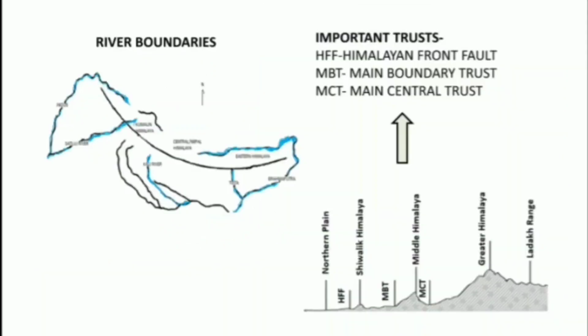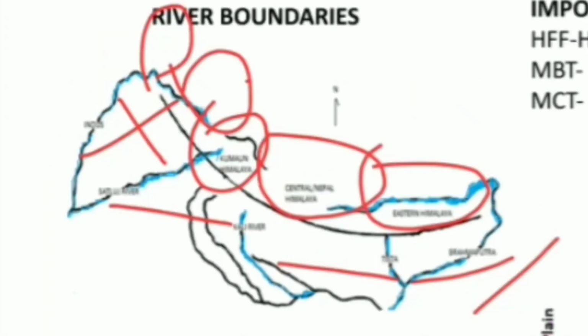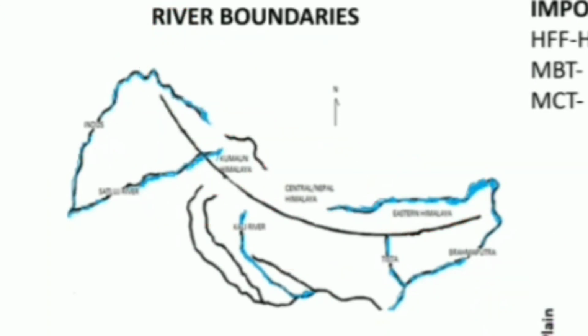We have already discussed the Himalayan subdivisions from west to east, right? Now we have some river boundaries along those mountainous regions. Just have a look here. In the extreme western part, we have river Indus and in the eastern part, we have river Brahmaputra. In between Indus and Satluj, we have Kashmir and Himachal Himalaya. In between Satluj and Kali, we have Kumaun Himalaya. In between Kali and Tista, we have Central or Nepal Himalaya. And in between Tista and Brahmaputra, we have Eastern Himalaya. For more clarification, just have a look at this map.